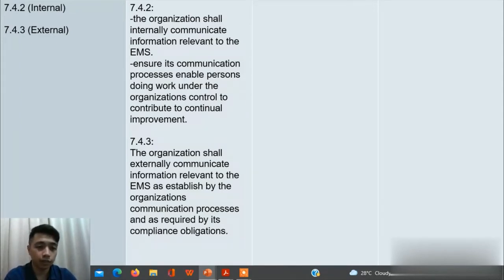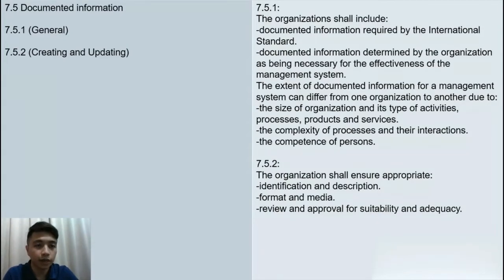And then for the external communication, it states that the organization shall externally communicate information relevant to the management system as established by the organization's communication processes and as required by its compliance obligations. The last point in clause 7 is 7.5, which is about documented information. It states that the organization shall include documented information required by the international standard and documented information determined by the organization as being necessary for the effectiveness of the management system.